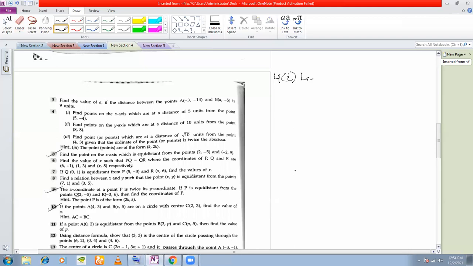So let's say, let the point, since the point is on the x-axis, what can you take the coordinates of the point on the x-axis? (a, 0), right? So let the point (a, 0) be at a distance of 5 units from the point (5, -4).